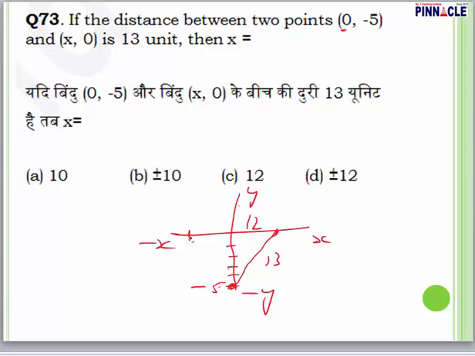This is also possible when we have minus 12, then it would be 13. Minus 12 into minus 12 is 144, minus 5 into minus 5 is 25. 144 plus 25 is 169, and the root of 169 is equal to 13. So this is also possible. It is minus 12 and plus 12. These should be the answer.